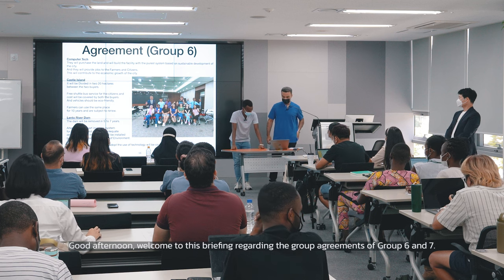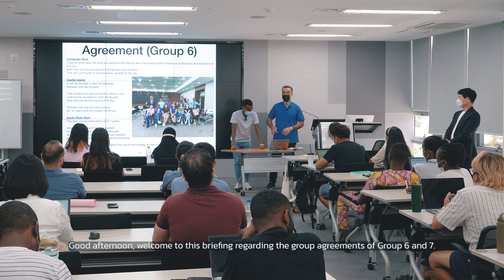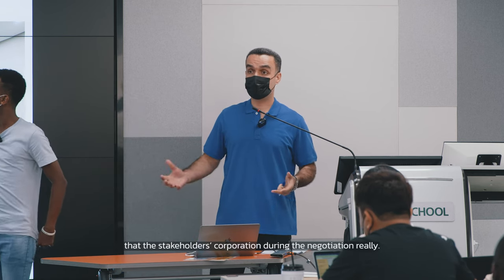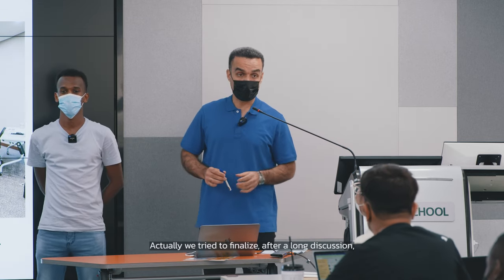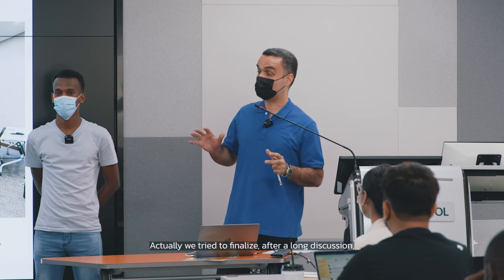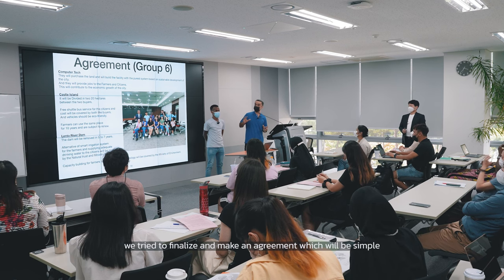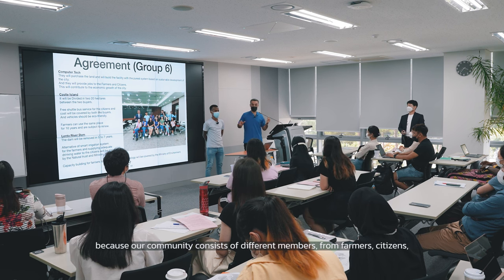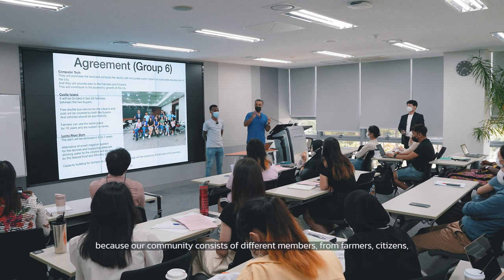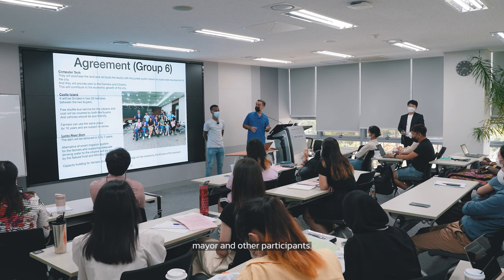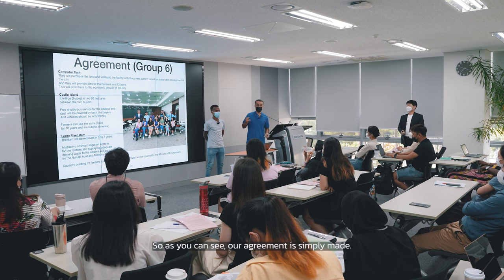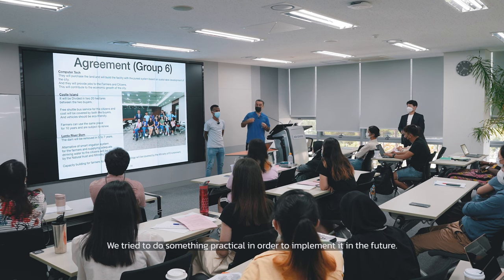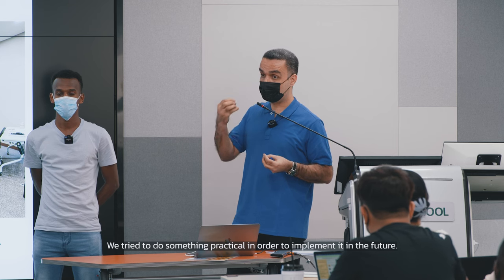Welcome to this briefing regarding our group agreements, group number 6 and 7. We appreciate, as my colleague mentioned, the stakeholders' cooperation during our negotiation, really. So actually, after long discussion, we tried to finalize and make an agreement which will be simple and easily understood by all the members, because our committee consists of different members, from farmers, from citizens, from mayor and other participants. So as you can see, our agreement is simply made. Only simple points, and we tried to be practical, in order to be implemented in the future.